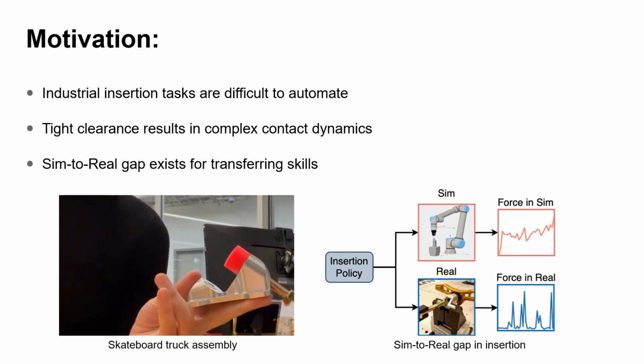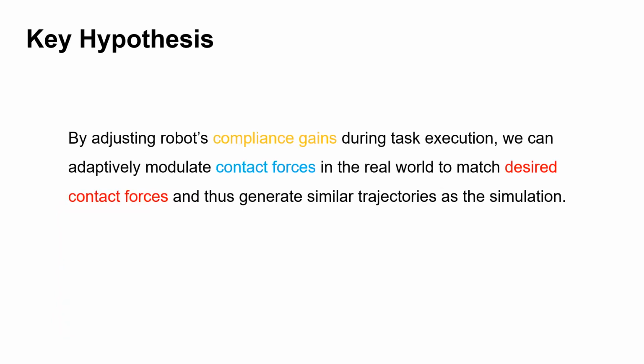to the real world. In this paper, we focus on the sim-to-real transfer problem for industrial insertion. Our intuition is that by adjusting the robot's compliance gains during task execution, we can adaptively modulate the contact forces in the real world to match the desired contact force, and thus generate similar trajectories as the simulation.